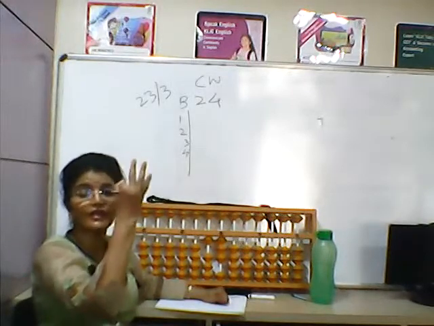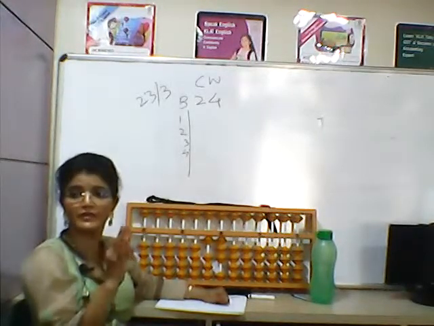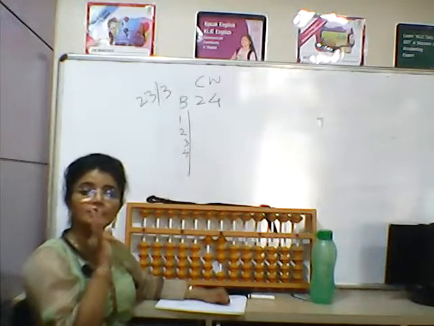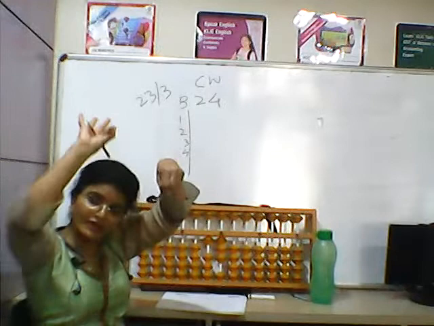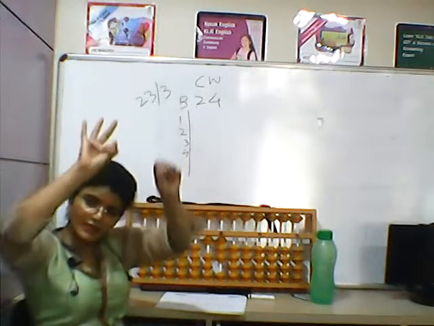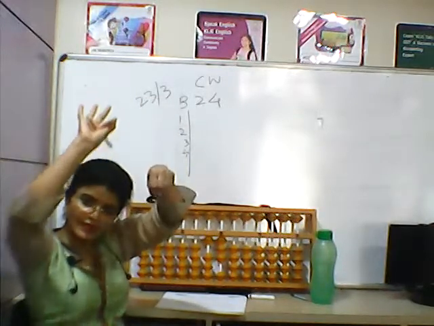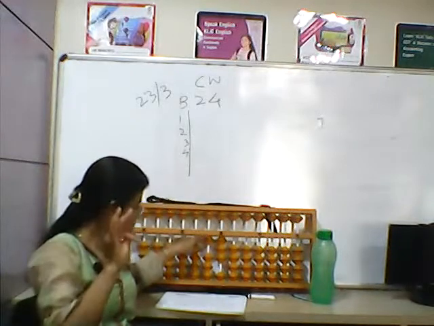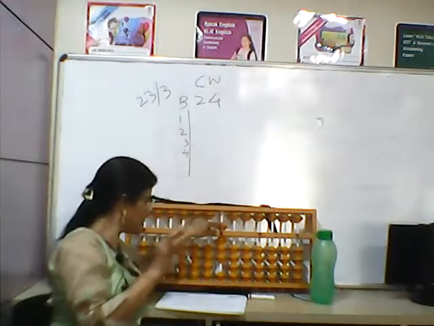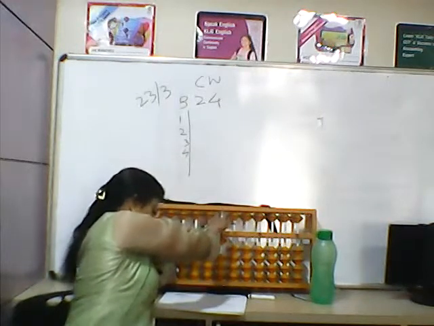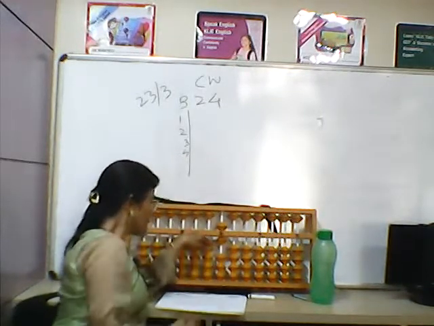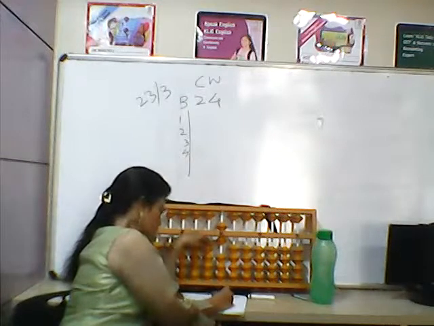So which friend makes complement? 10 down, 5 down, 2 down. Minus 10 plus 5 minus 2. That is 6.